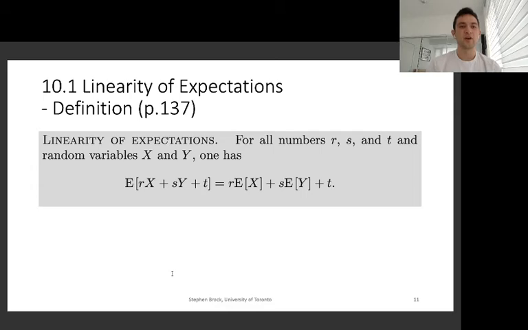All right, so that brings us to the linearity of expectations, and this is on page 137. So the linearity of expectations states that for all numbers r, s, and t, and random variables x and y, we have that the expected value of Rx plus Sy plus t is equal to R times the expected value of x plus S times the expected value of y plus t. So that's really nice because now whenever we have a linear combination of random variables, we can break it up into their individual expectations, which if we know the distribution of x and y, we can just solve it. That'll allow us to solve this more complex expectation.